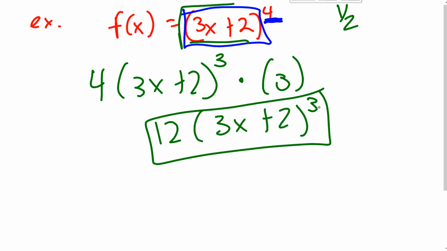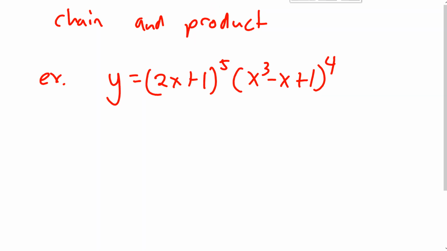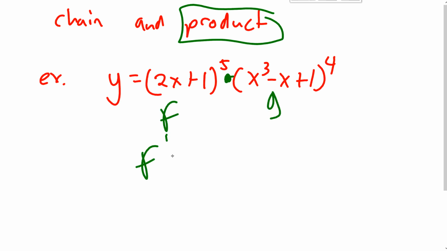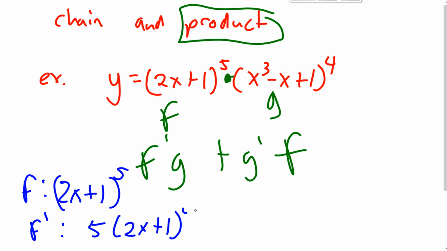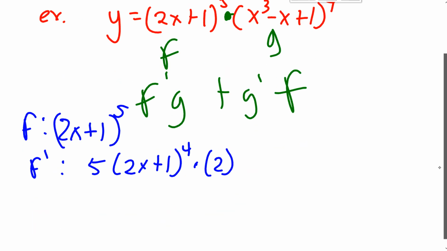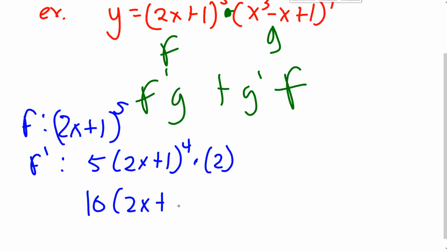Hopefully you're not scared by those ones, because it's going to get really scary when we add product rule in there, because there's a product right here. So this is f and this is g. So f prime times g plus g prime times f. I have to take the derivative of f, which is kind of like the one we just did. Drop the power, multiply by the derivative of the inside, which is 2, so that's not bad. Just 10 times 2x plus 1, and 2x plus 1 is being raised to the 4th.